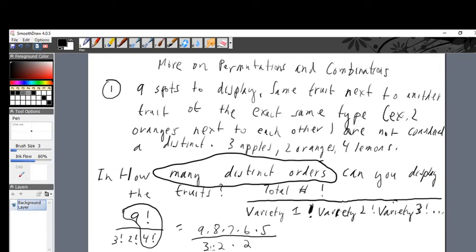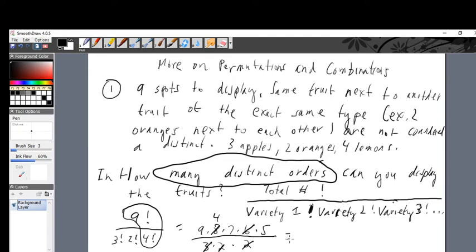What does 3 times 2 equal to? 3 times 2 is 6. So those 2's would cancel out. This 2 would cancel out with the 8. And those are the numbers you'd be left with. It's still a significant number.